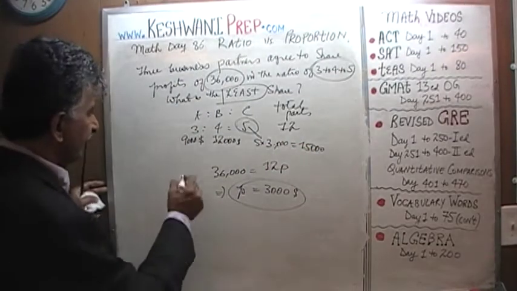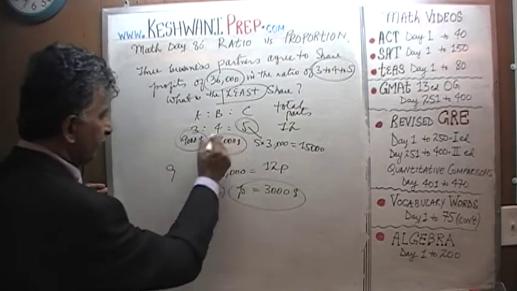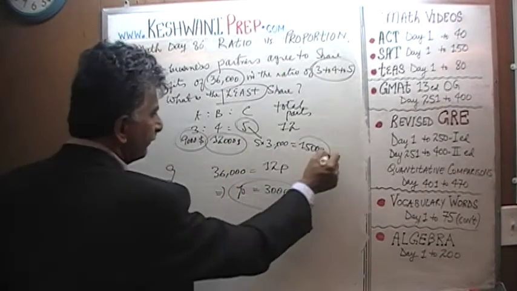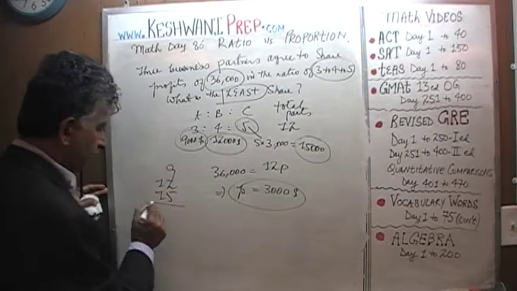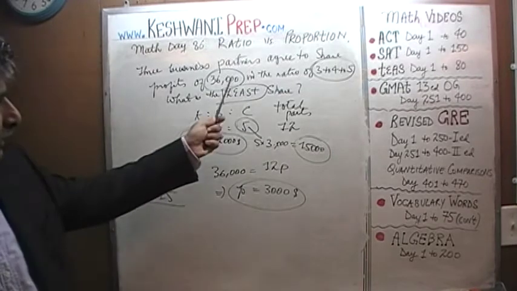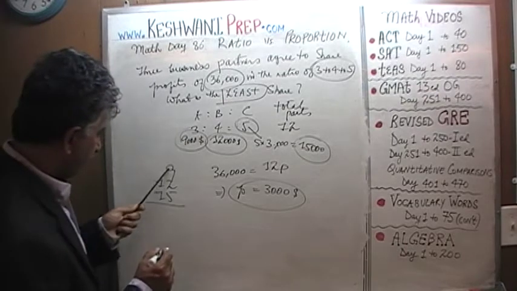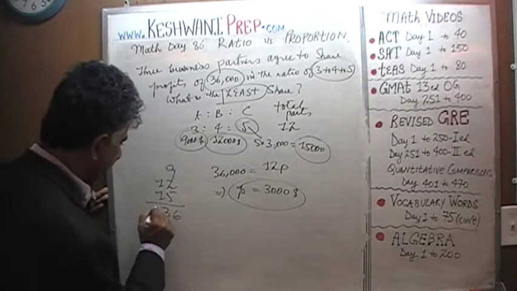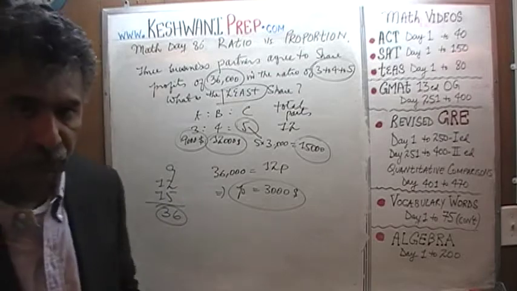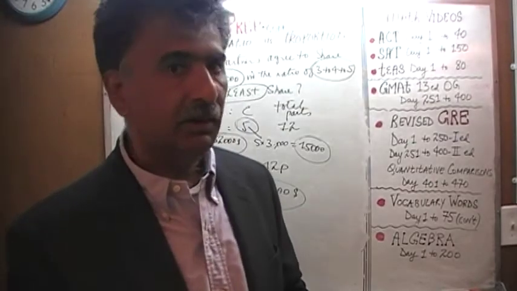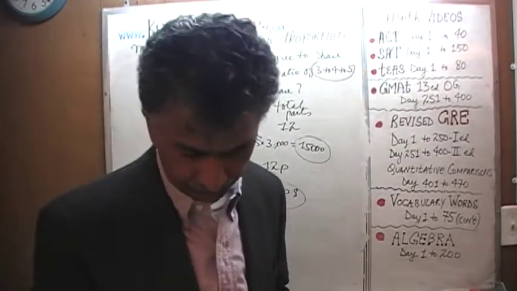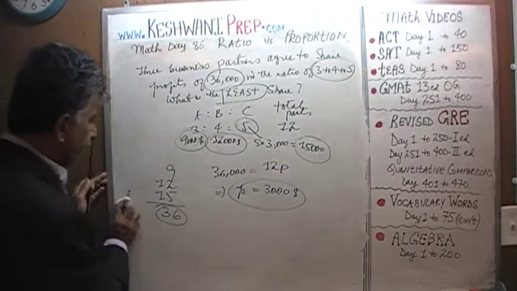And you see, it makes perfect sense. This guy is going to get $9,000, this guy is going to get $12,000, this guy is going to get $15,000. And it's a quick check. If you were to add them up, you will see that they will add up to 36,000. That takes only 2 seconds, and it's worth doing it as an insurance in the real exam. Let's do the next one, shall we?